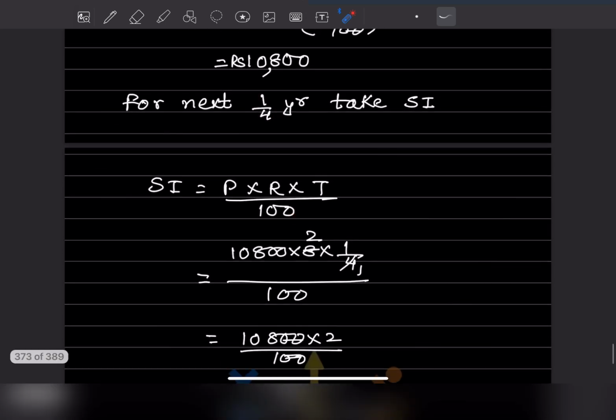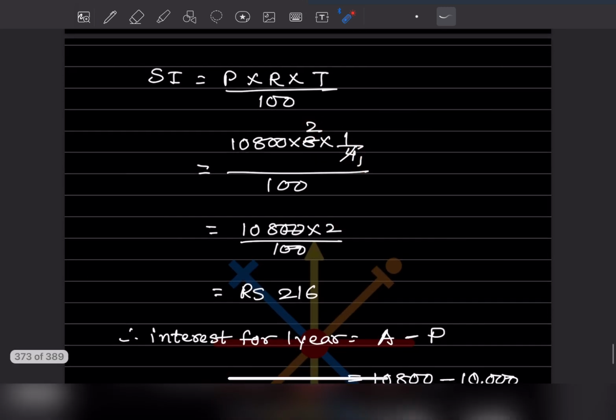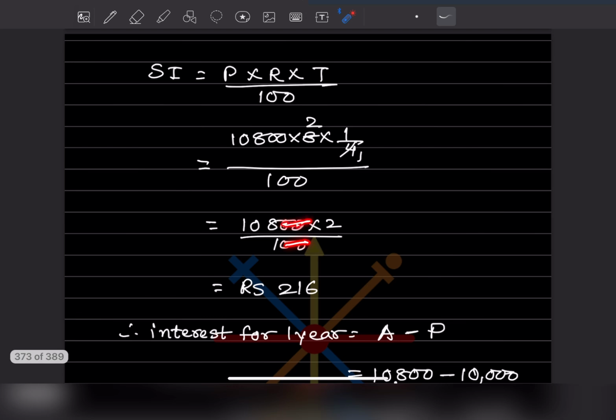So what will you get here? 4 ones are 4, 4 twos are 8. So this thing is already written here, and divide by 100. So this 0 and this 0 get cut. So this is going to be 216 rupees. So this is the simple interest.